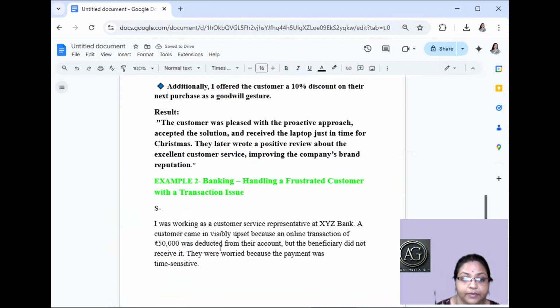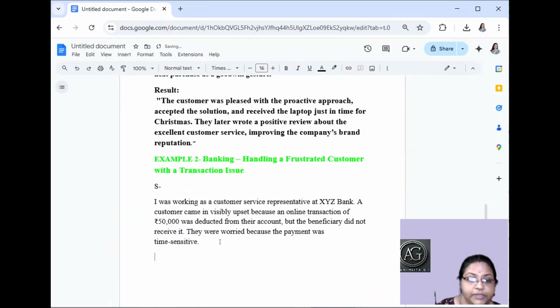Then, what was the task that you had to do here? So your responsibility was to investigate the issue and provide a solution to ensure the customer felt reassured that his transaction will get through.